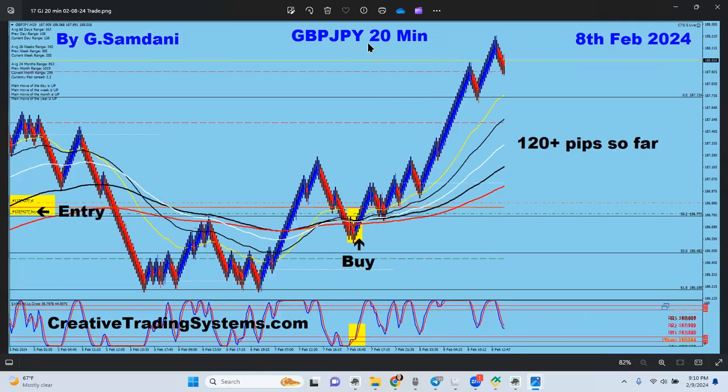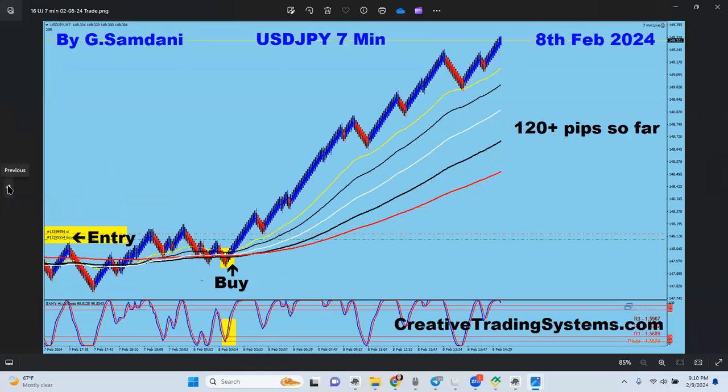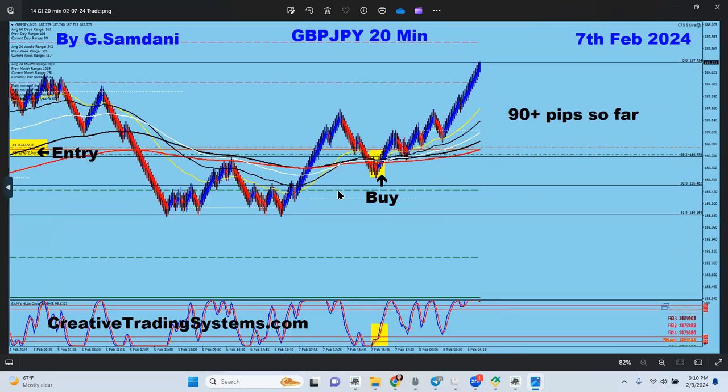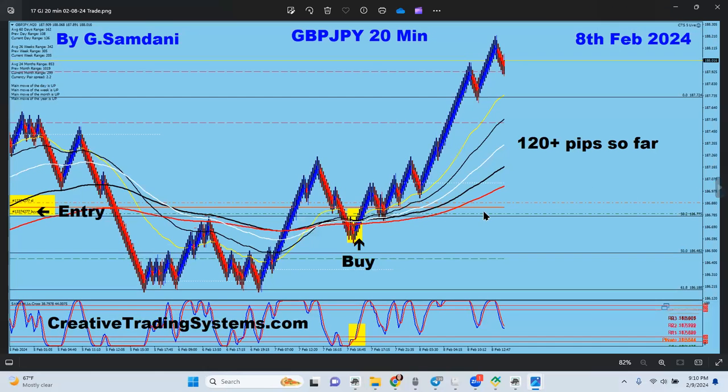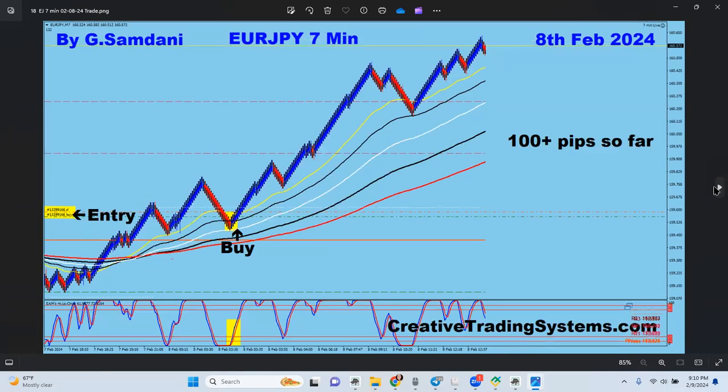Then this is again GBPJPY on the 8th. Actually, this is the continuation of the one that we saw earlier. Let me see. Yeah, this is where the trade was going, and then I held on to this one, and you will see that it went all the way to 120 pip. And then this is EURJPY also, the previous one that I showed you, the entry is the same. And I took it to the next day, on the 8th, for 100 pip all the way.